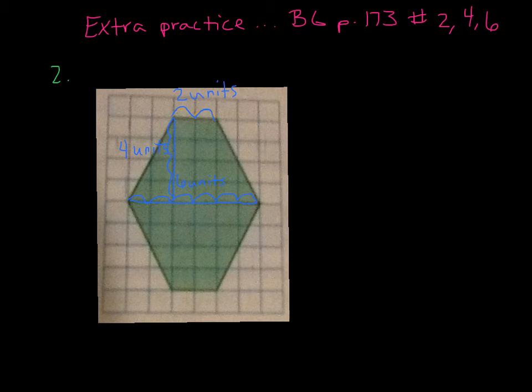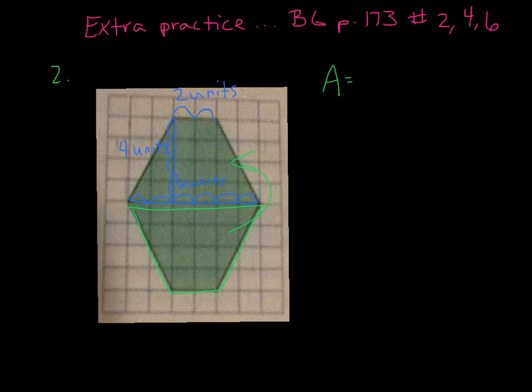Now from right here, what's nice about this shape is we can say it's a mirror image of the other one. Basically, everything down here is the same as everything up there. With that being said, I can find out what my area up top is, and then I can find out what my area on the bottom is just by doubling it. So let's start this out.